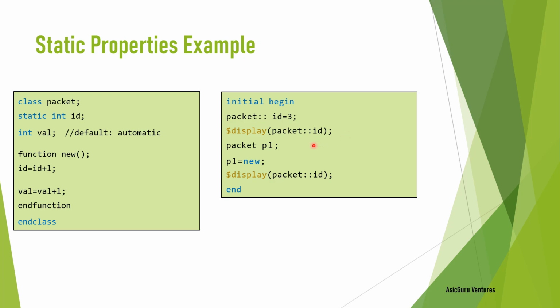Next we are creating the object. We are creating the object handle and then allocating memory to this object. Now when we create an object, the constructor would be called and it would increment the value of the static variable and val. So the value of id would become 4 now, and when we display it using this statement, it would print the value as 4.